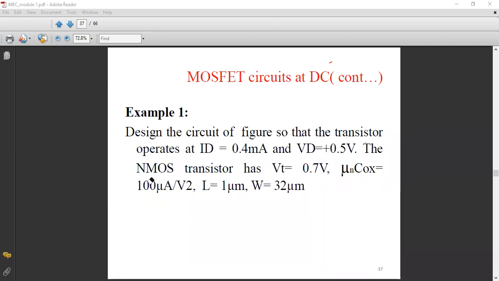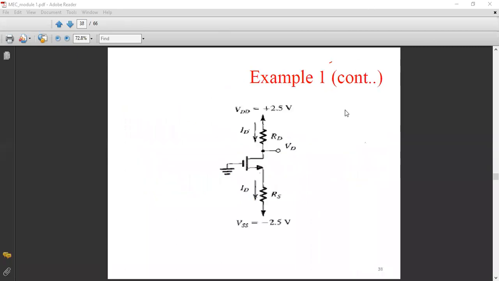I hope you would have written the equation for RS. The equation for RS is VS minus VSS divided by ID. But in that equation, VS is not given to you. The source voltage is not given to you, neither in the circuit nor in the question. So you have to find the value of VS after finding VGS. Now, to find the value of VGS, you have to write the equation for ID.